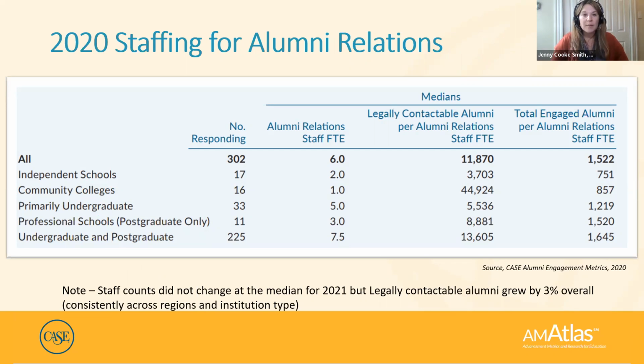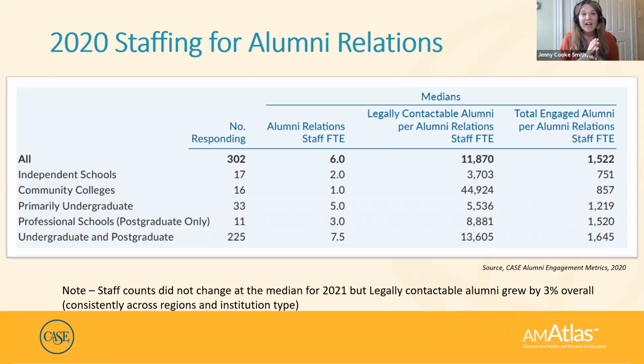I teased out this slide earlier, but I did want to share some counts on alumni staffing. This is actually the 2020 results. I did some brief analysis on 2021, and it doesn't look like we've had major changes at the median for staff counts. We certainly saw institutions, some up, some down. The one thing I think you should pay attention to is what's happening with your base of legally contactable alumni. At the median, that grew by about 3%. That's important because one of the figures I'd suggest you look at is your legally contactable alumni divided by your count of alumni relations staff.